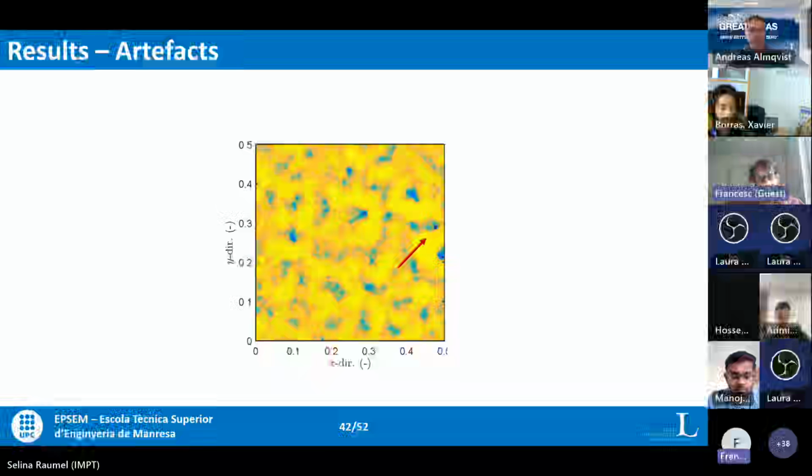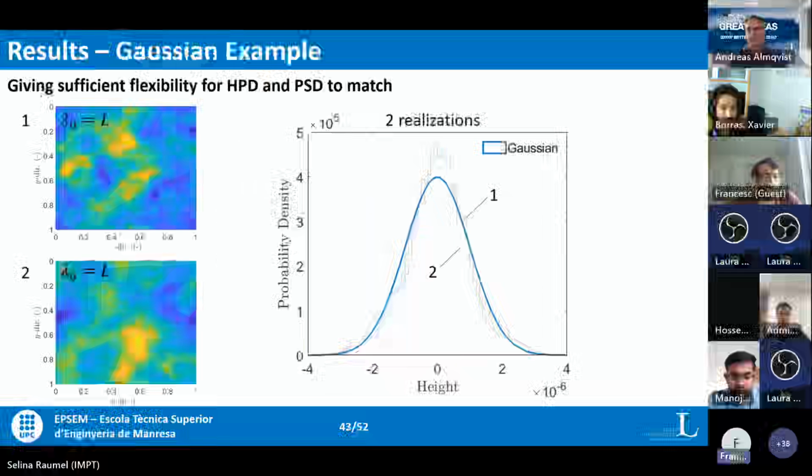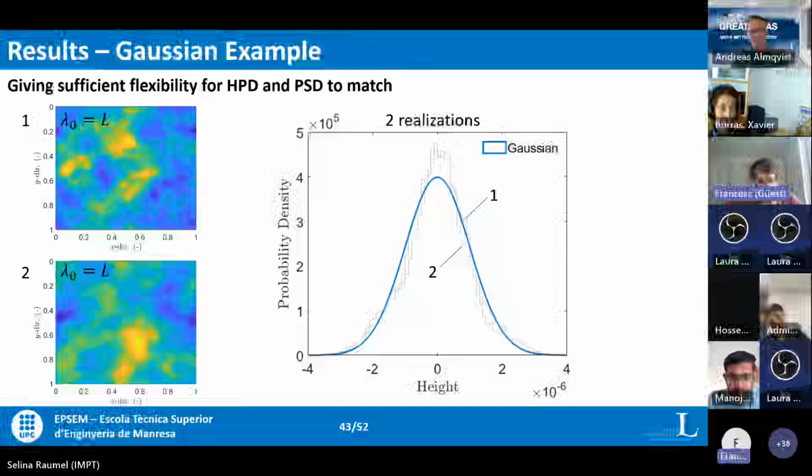So say that I generate two Gaussian surfaces with the traditional method, not with our algorithm. And I generate this with lambda 0, so the largest wavelength is equal to L, which in this case is the whole domain. If I do that, then I see that these two realizations actually have this height distribution in gray, and they deviate quite a lot from a Gaussian distribution.